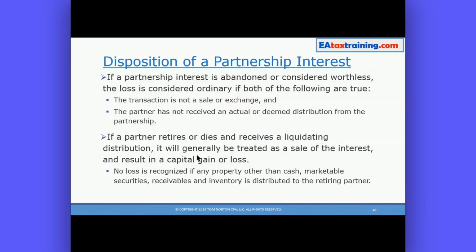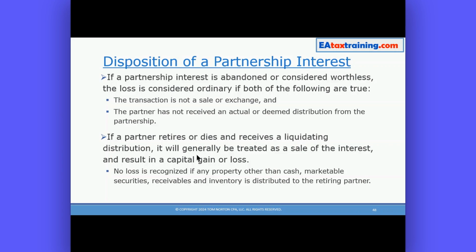If a partner retires or dies and receives a liquidating distribution, it will generally be treated as a sale of the interest and result in a capital gain or loss. So here, if the partner retires, then they would personally be receiving the distribution. Of course, if they die, then it would be their estate. But either way, it will be treated as a sale of the interest and result in a capital gain or loss.